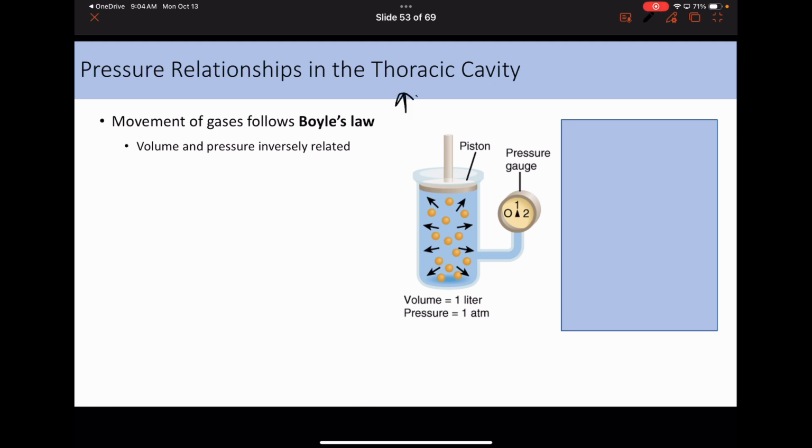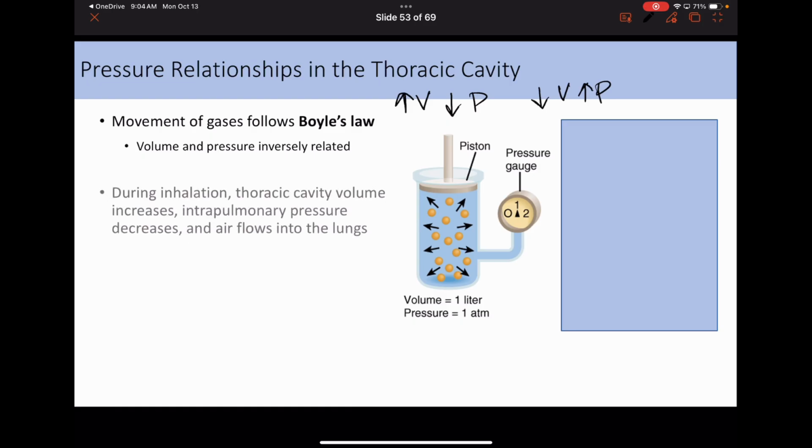Meaning that high volume means low pressure, low volume means high pressure. They are inversely related. When we see an increase in volume, we'll see a decrease in pressure. When we see a decrease in volume, we'll see an increase in pressure. You may have heard in a chemistry class doing equations like P1V1 is equal to P2V2. It's that concept, but we're not getting into math in this class, so you don't have to worry about that.